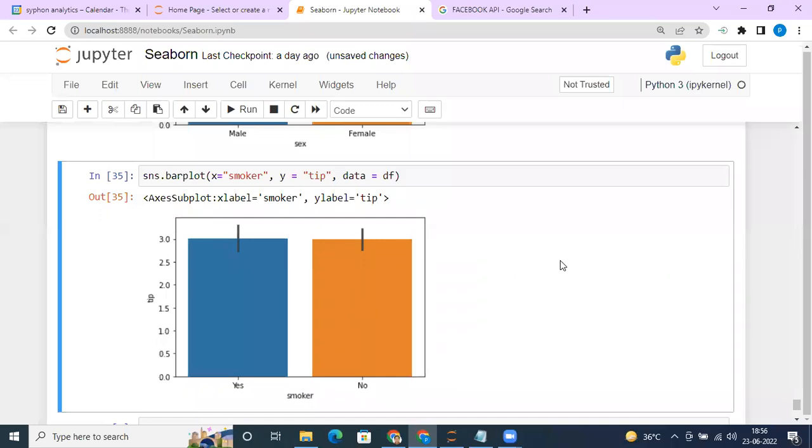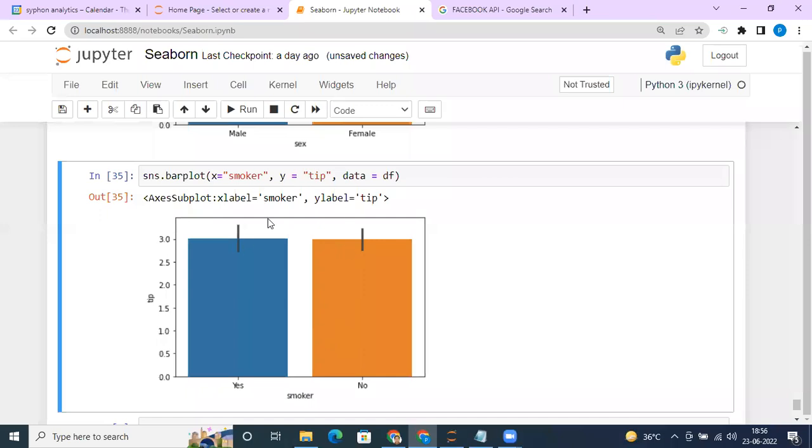No difference. Right? There is no difference. So what important conclusion does this mean? It will not impact. Don't worry. It is not going to impact anything. I mean, this is male, but whether the person is a smoker or non-smoker, it is not going to impact how much tip he will pay. Okay, it is not going to impact at any cost.